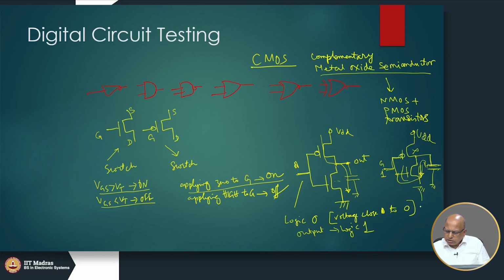So, here the output is 0. So, you can see it is acting as an inverter. When A is high, the output is 0; when A is low, the output is 1. So, it is acting like an inverter. So, this is the CMOS inverter. Let us similarly understand the NAND gate. Let us say a 2 input NAND gate.